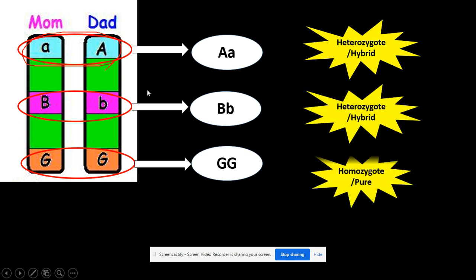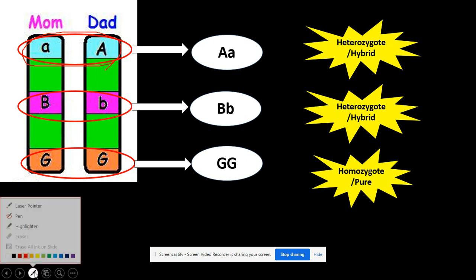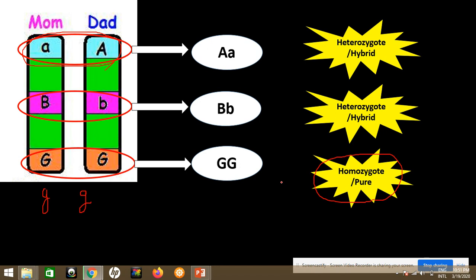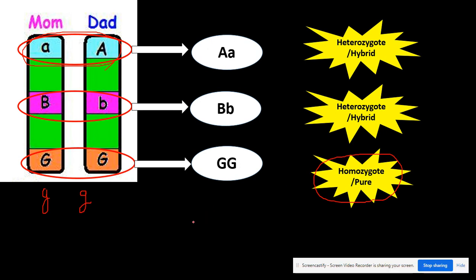Guys, when we have different alleles from mom and dad, we call them heterozygote. And when we have the same alleles, for example, capital G, or if we had, for example, small g, if they are the same, we call it homozygote or pure. Homozygote or pure means that the alleles are the same.